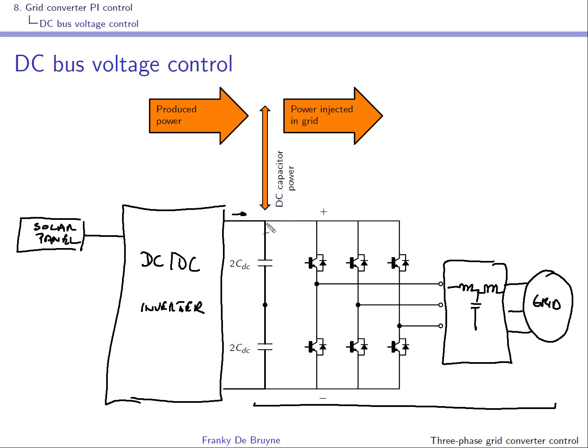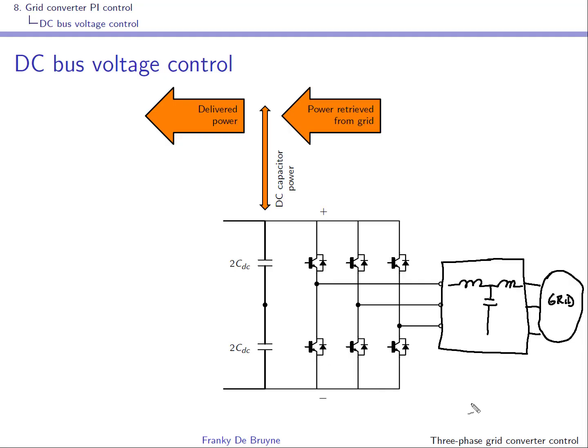We only need a small current here in order to compensate the local losses, because remember, you have here this resistor that is in parallel because the capacitors are non-ideal. Okay, so if there is power being produced, the goal of this DC bus voltage controller is going to be to inject it into the grid.